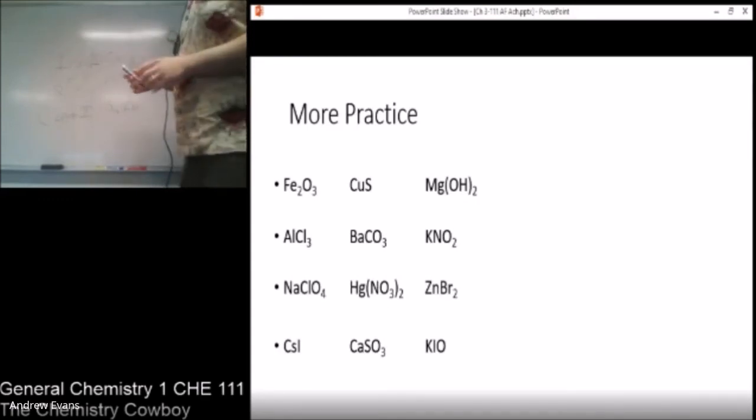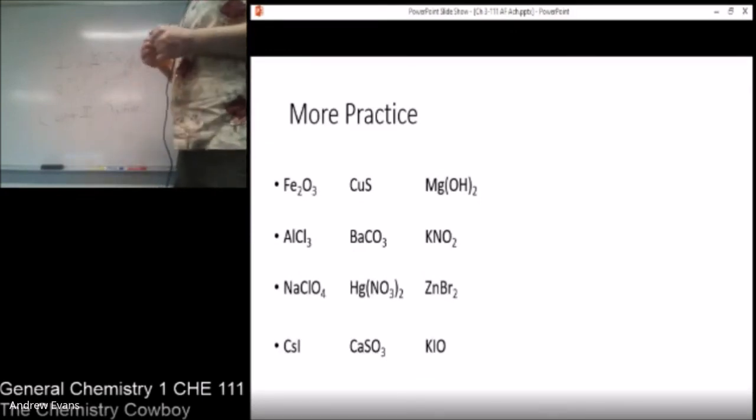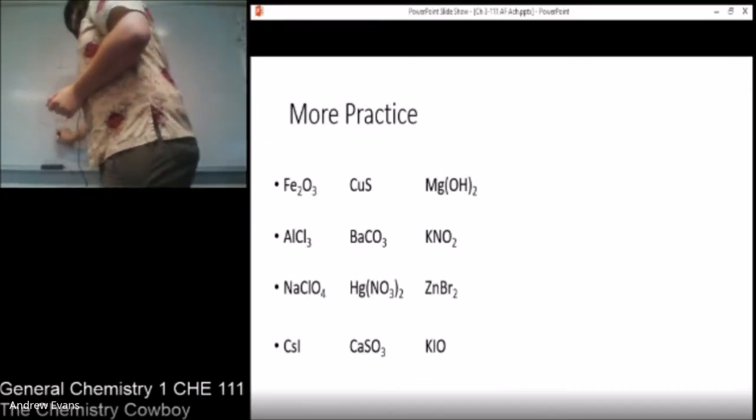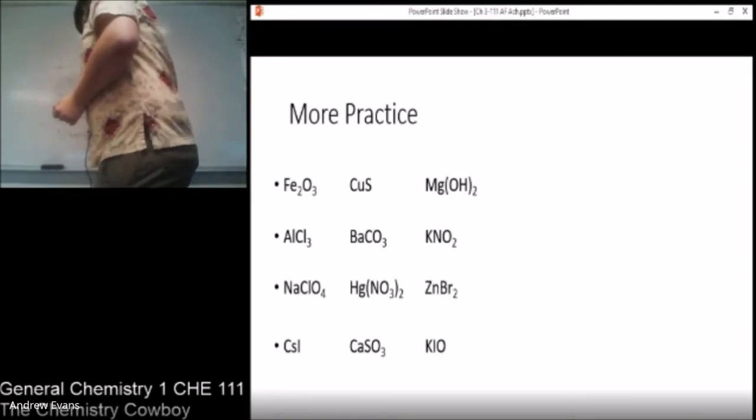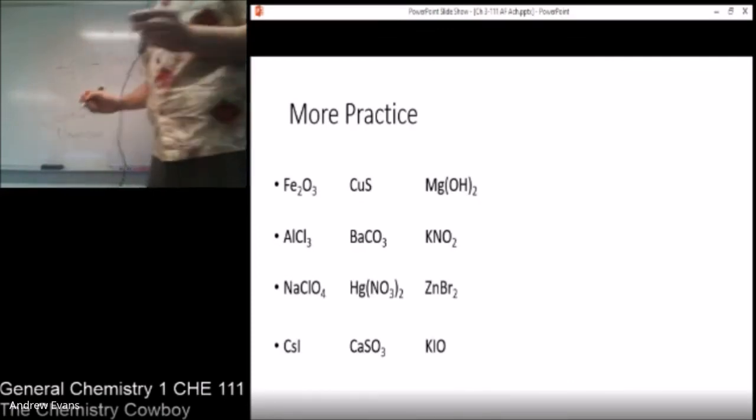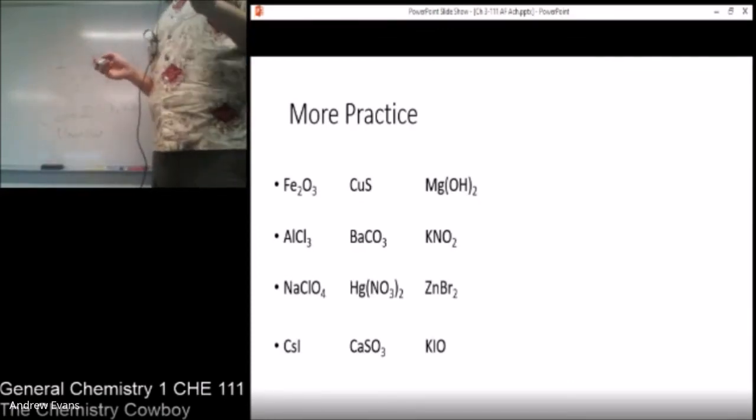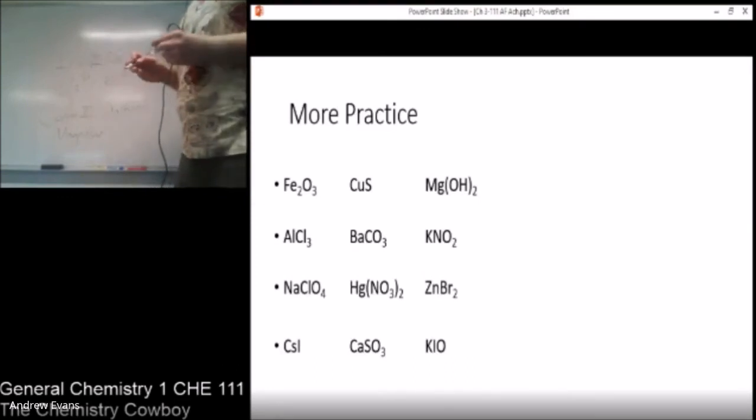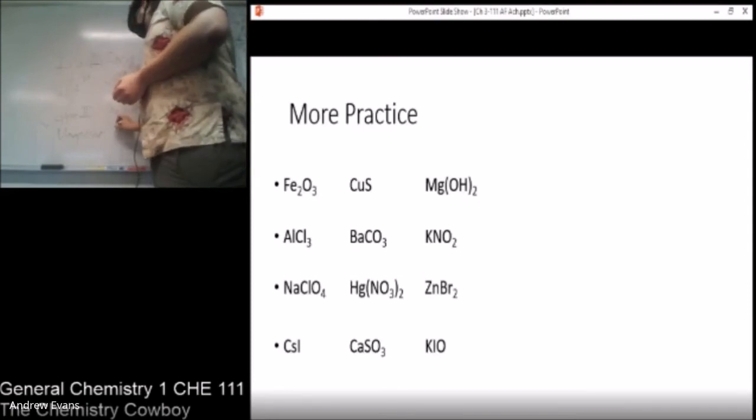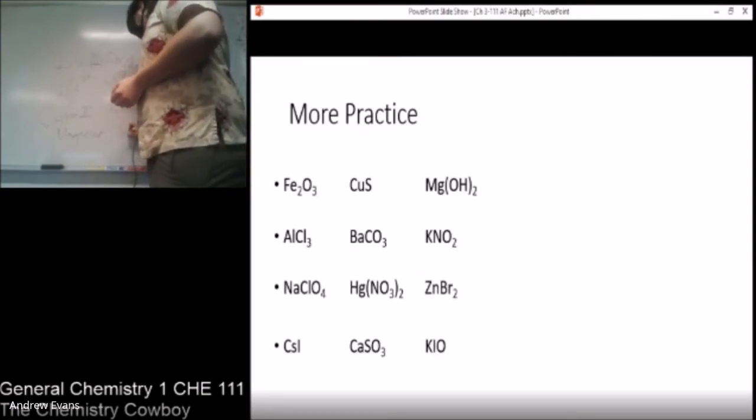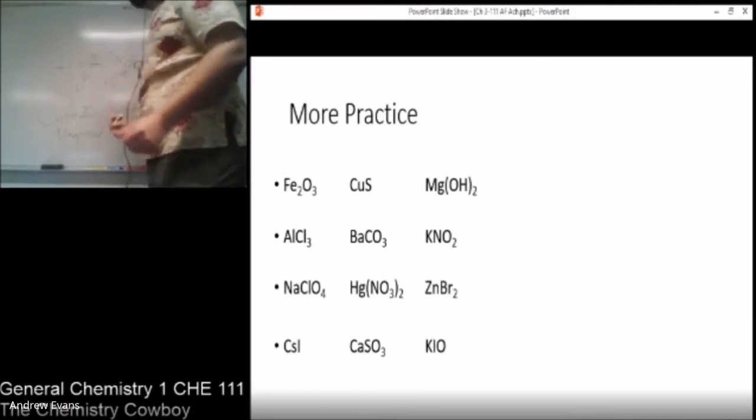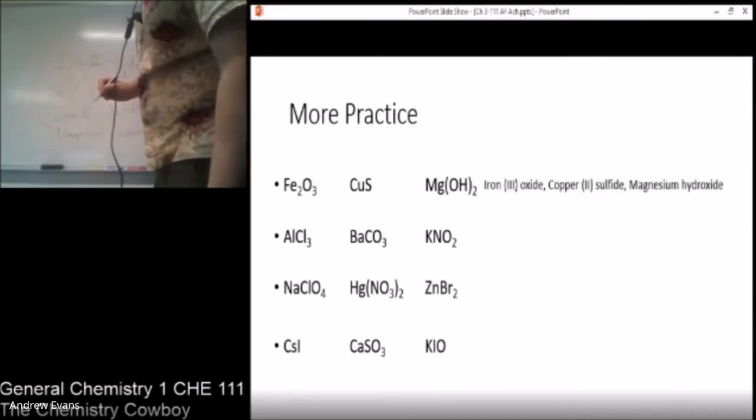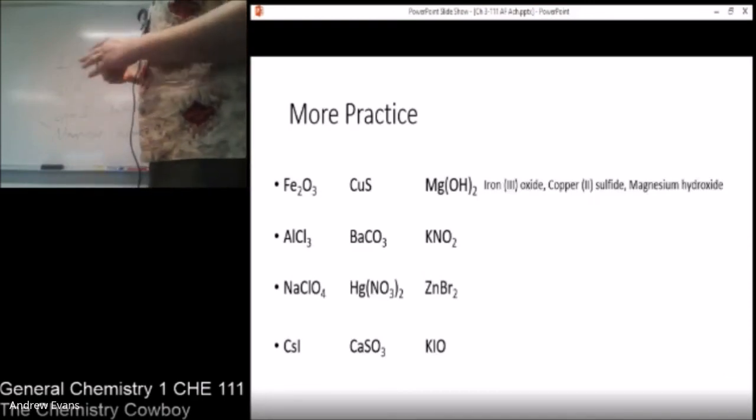The last one, magnesium. Magnesium is in group 2, so that is just as given, magnesium. The OH is a polyatomic, but there's only one charge, only one possibility. OH is hydroxide, so magnesium hydroxide. Nothing fancy, we just have to be able to. Moving on down.